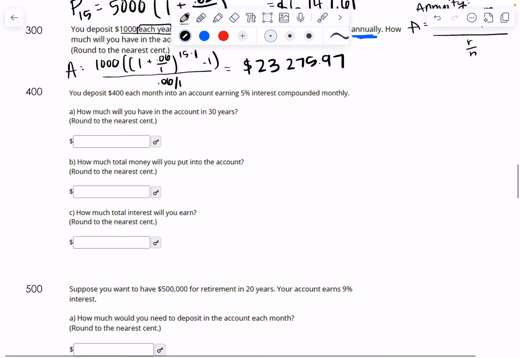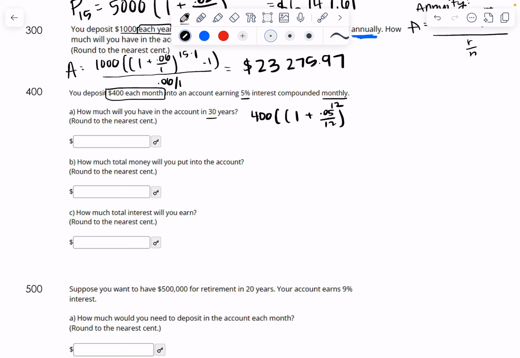Okay, now we have another one. This says you're depositing $400 each month. So that means it's an annuity, 5% interest, compounded monthly. So that's 12. How much will you have in 30 years? So we use the same formula. We have 400 times 1 plus 0.05 over 12 to the 12 times 30 minus 1, all over 0.05 over 12.